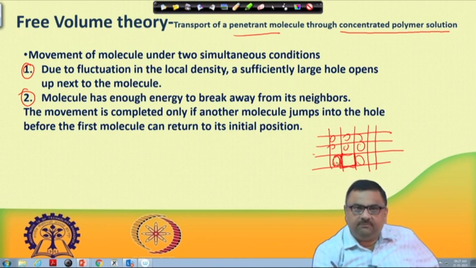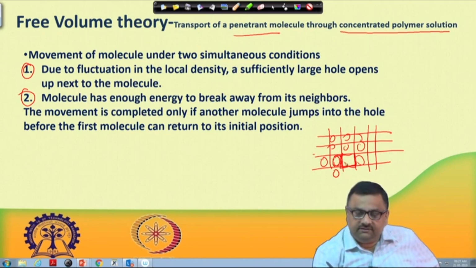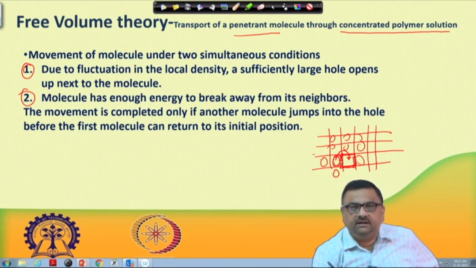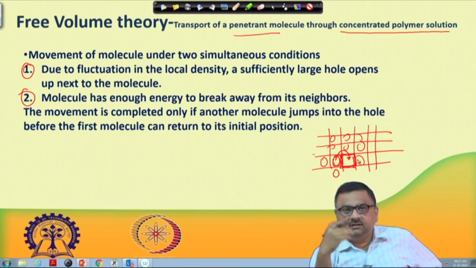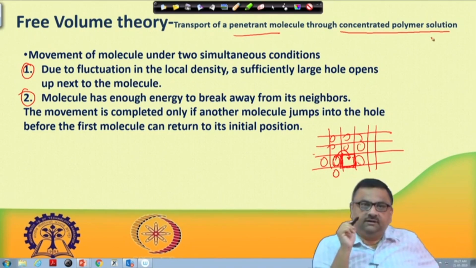But this can only happen if the molecule, which has its neighbors and is tied up, has enough energy to break away from its neighbors and move to this hole. Then we can consider a transport of a molecule. If this is happening on a continuous basis, one can get a diffusion process or transport of penetrant molecule through a concentrated polymer solution that we mentioned here.